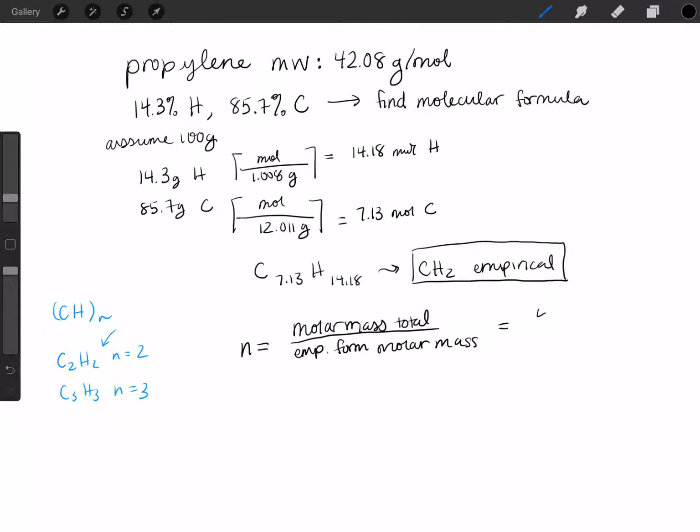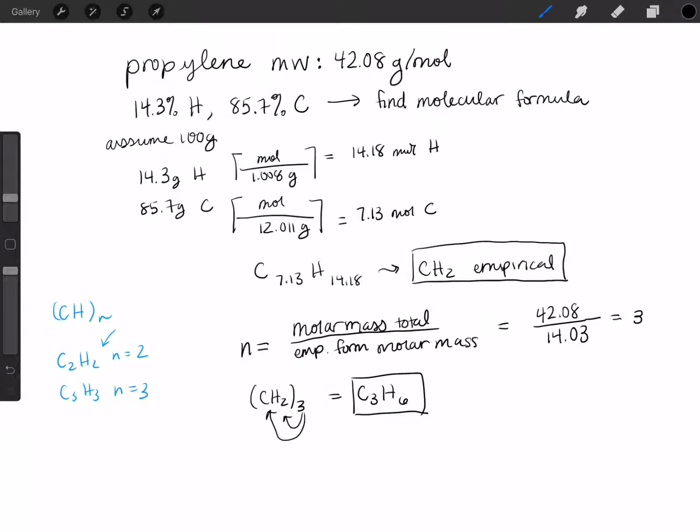Okay, so the molar mass of the total is 42.08, right? And the empirical formula mass is what? And so, what's N? 3, right? Okay, so what does this mean? I have my CH2, so I'm going to write that. CH2, and N is 3. So I can distribute my 3, just like that, and I get C3H6. And that's my molecular formula.